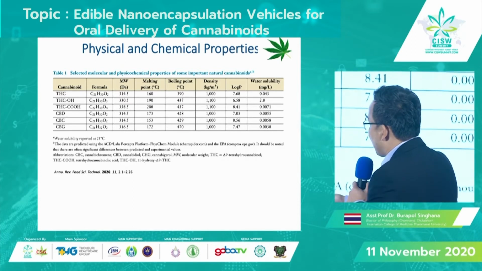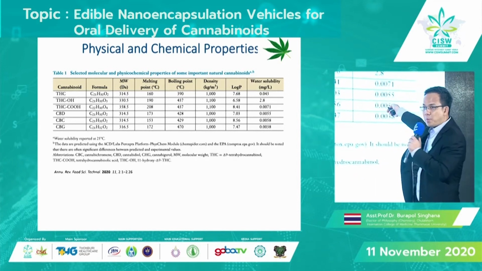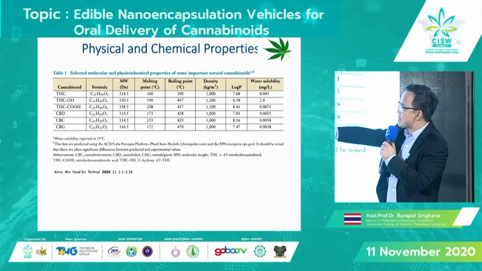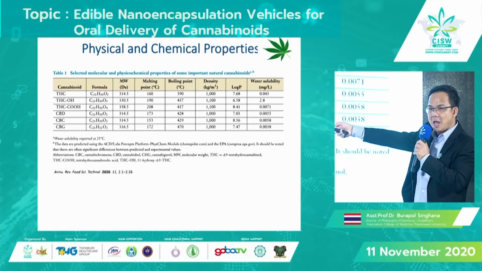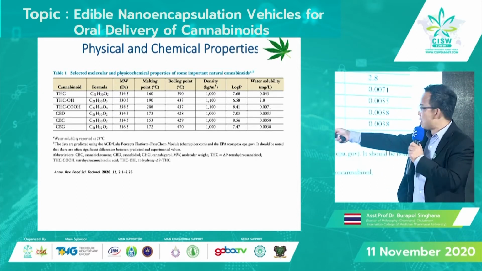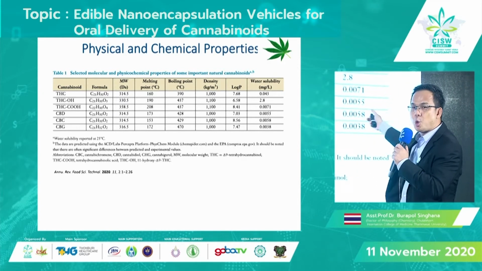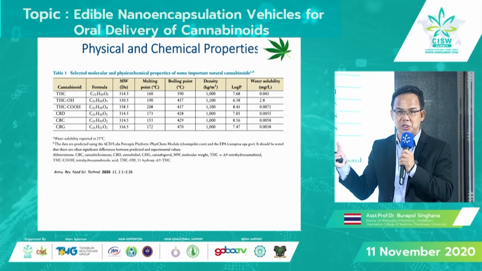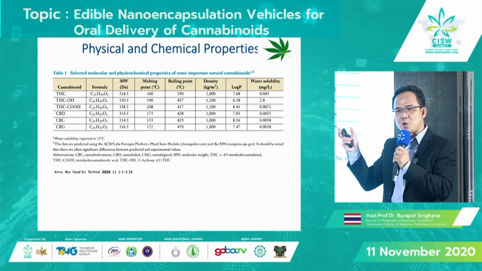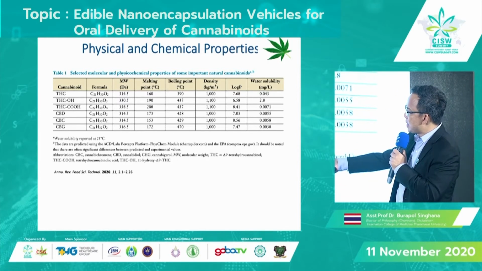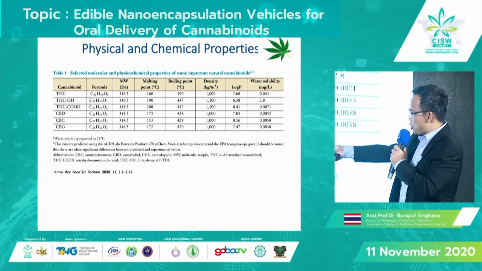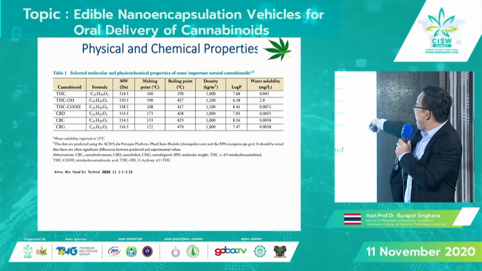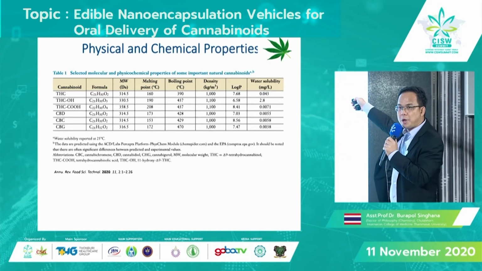So look at THC: it shows higher log P and lower water solubility. The same for THC carboxylic acid, it shows higher log P and lower water solubility. That means they cannot dissolve in water; only a little bit can dissolve. How about CBD, CBC, and CBG? They show the same thing: a higher log P value and very low water solubility.